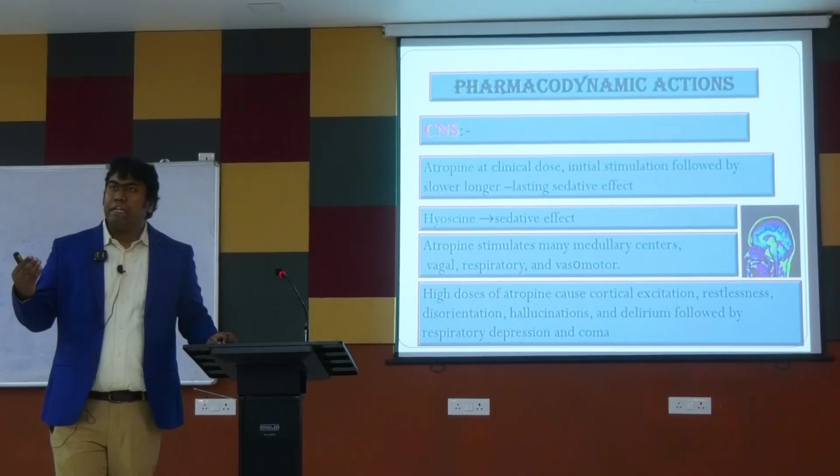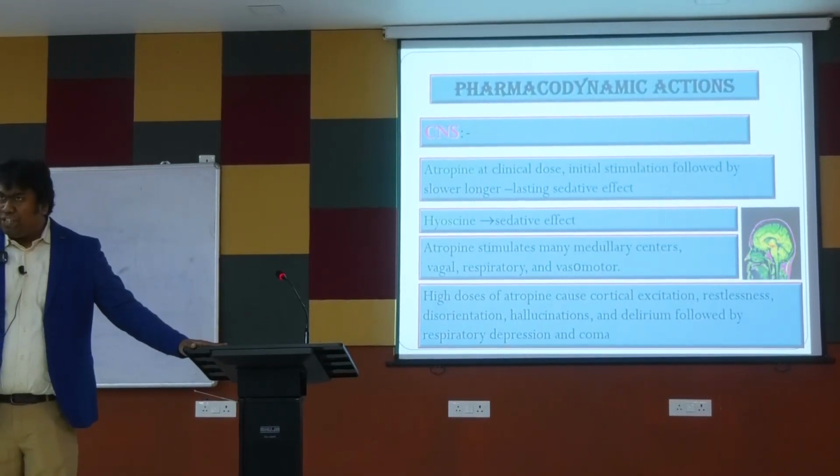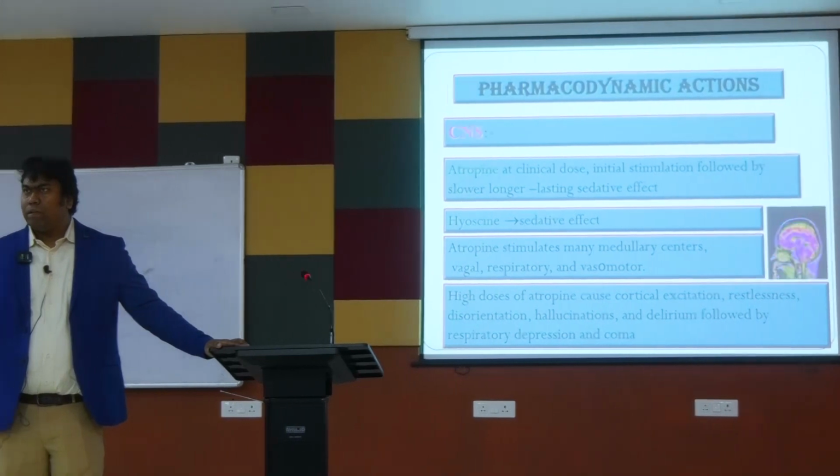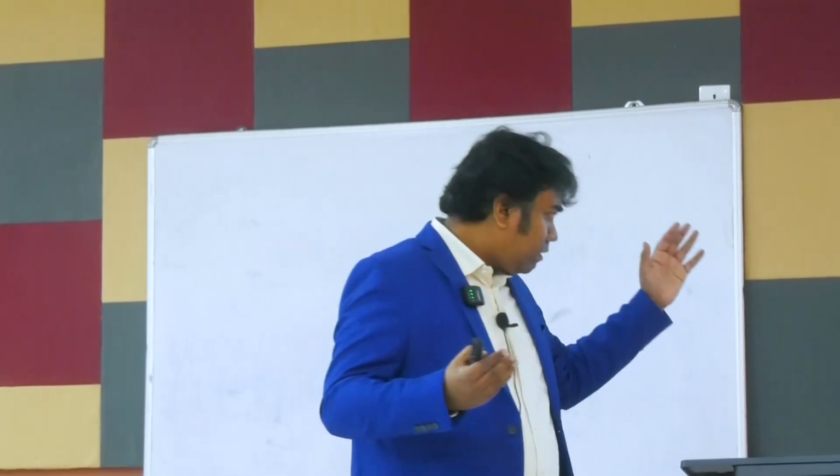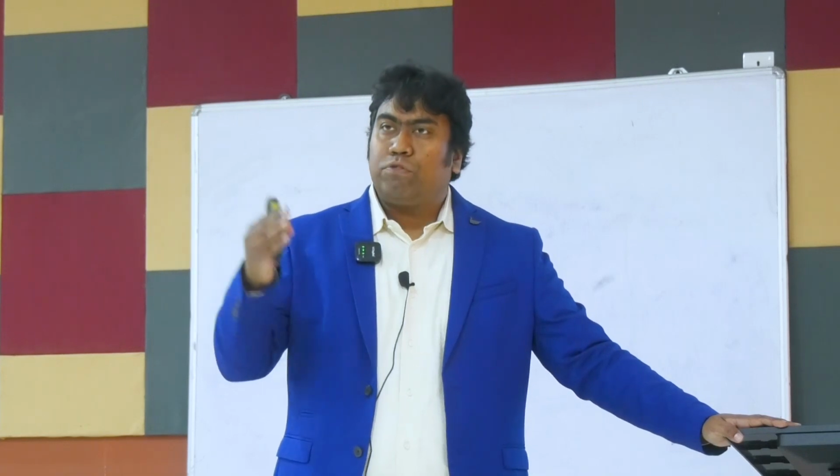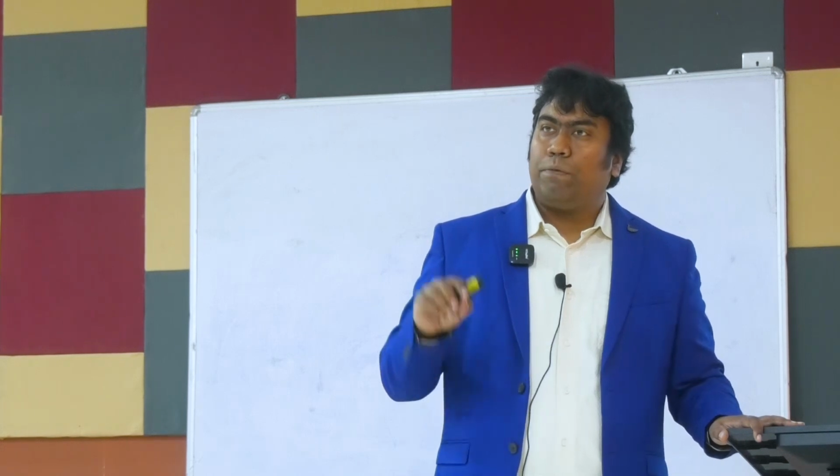So, in belladonna poisoning, what will be the features? There may be hallucination, there may be some disorientation, delirium for the CNS portion. And in case of glands, is it increased secretion or decreased secretion? It is decreased secretion. These are the symptoms of belladonna poisoning. What are the symptoms of organophosphorus poisoning?